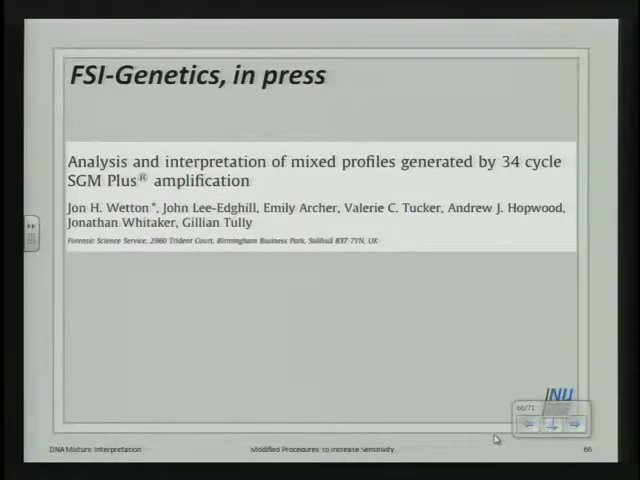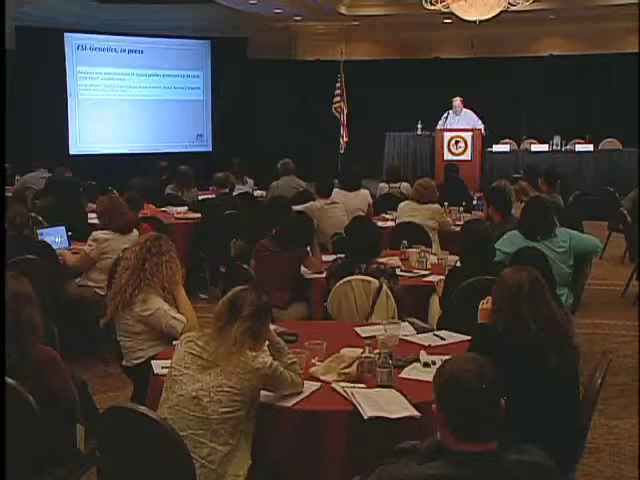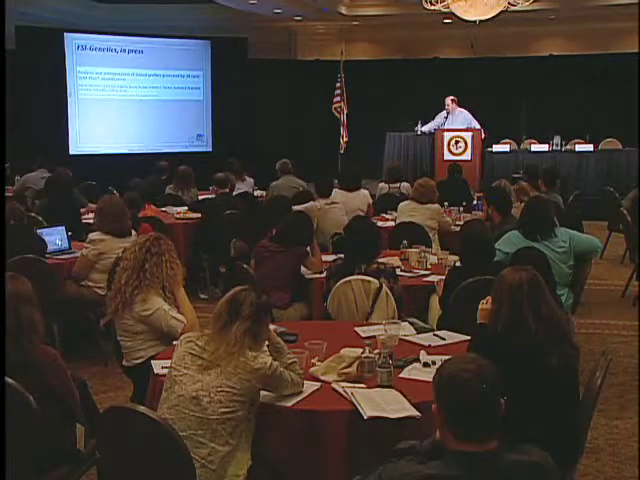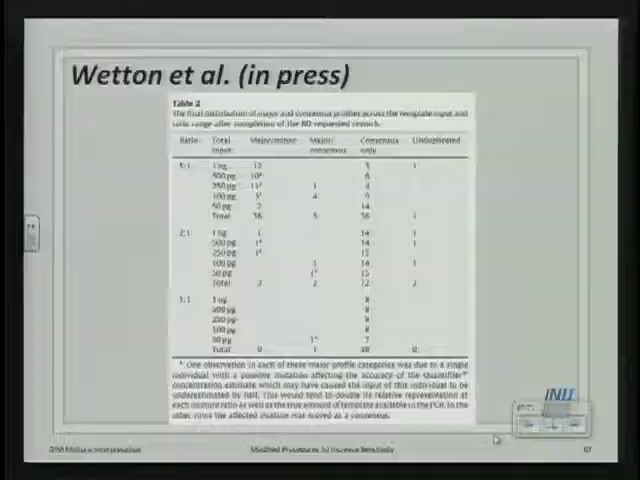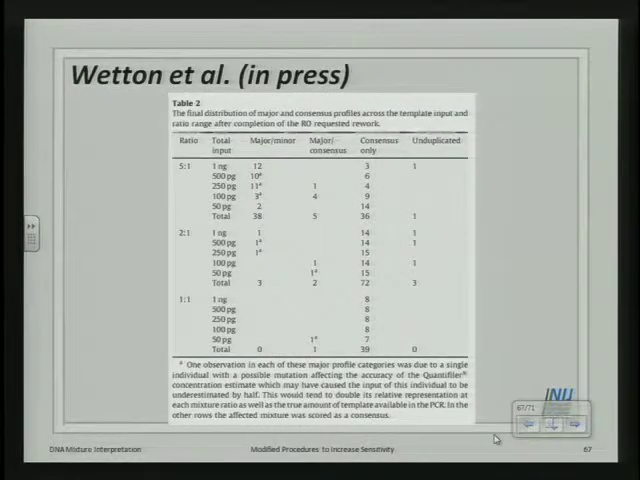This is the paper I was talking about that's just in press in FSI Genetics by John Wetton and all, Jillian Tully, Jonathan Whittaker. So you're talking a lot of really experienced people as part of this paper, and they were able to do a successful job of identifying a major/minor or a major consensus at different ratios, looking at these replicates of mixtures.